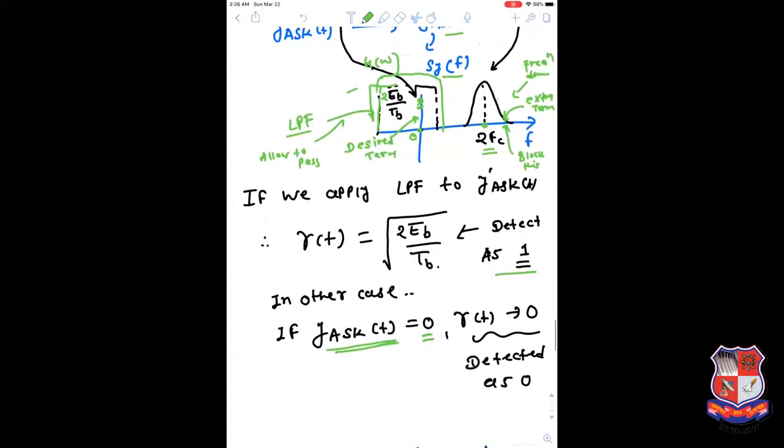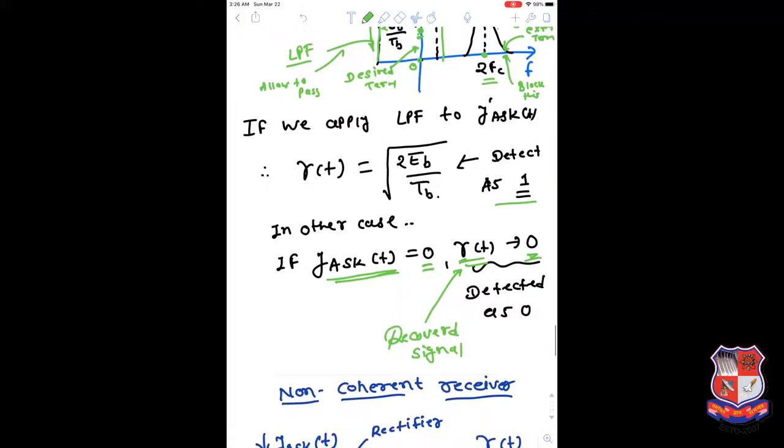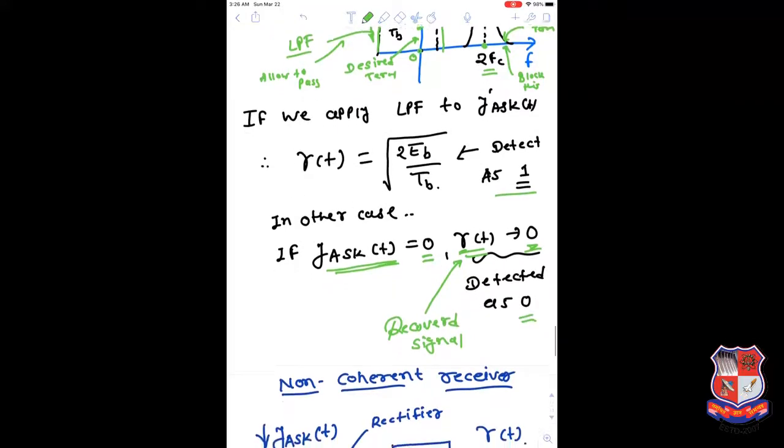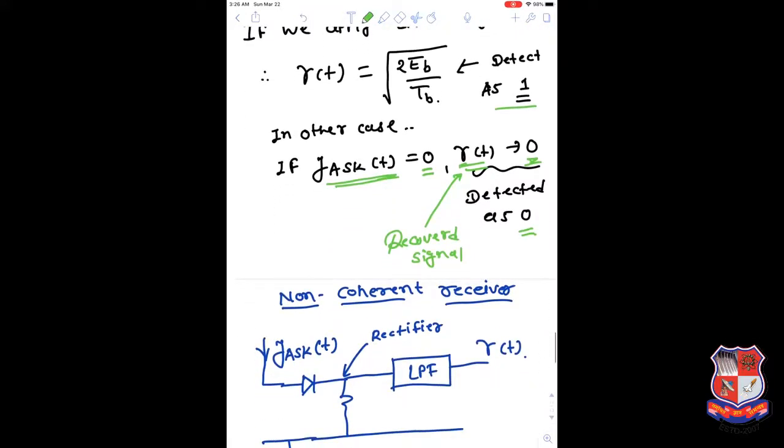So everything would be a 0, and finally your receive signal R of t, or maybe recover signal you can say, because the receive signal is the input of your antenna, and this R of t here we obtained after doing some processing. So it is better to say recover signal. So the recover signal would be a 0, because if the input would be a 0, and you follow this procedure, everything would be a 0, and finally we are getting the 0 as an output, and it can be detected as a 0. Okay, so this is a coherent receiver.